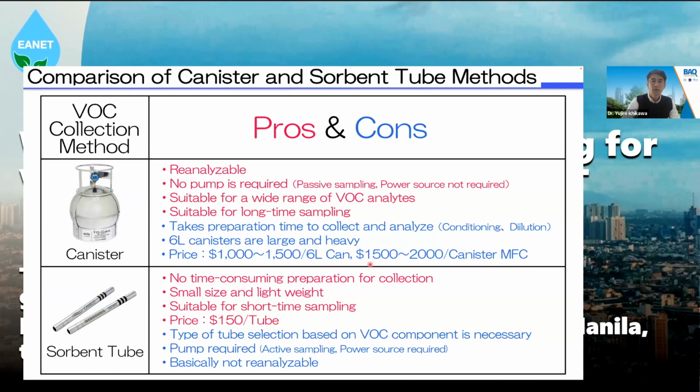And talking about 6-liter canister, because it is generally used, the physical size is about the size of a soccer ball, so it's quite large, and it's a little bit heavy. And the price is about $10 to $15 for 6-liter canister, and 15 to 20 $100 for a passive sampler. So just getting one set of them will be pretty expensive.